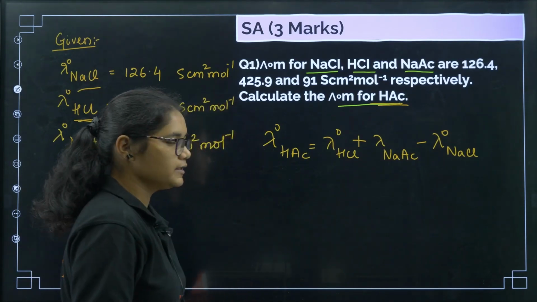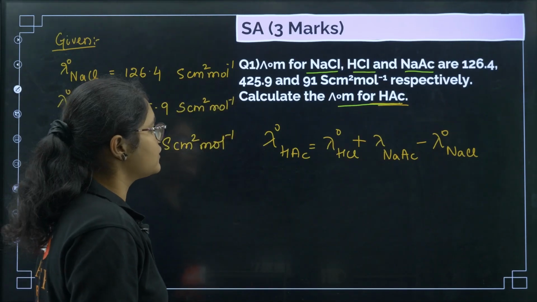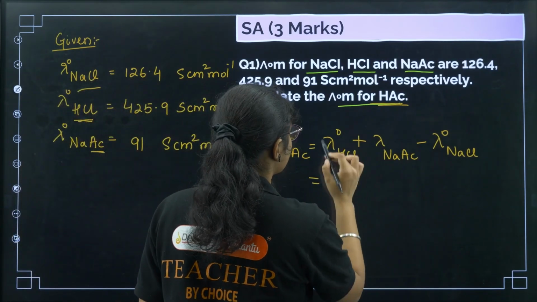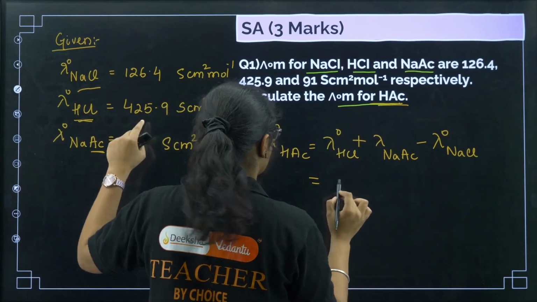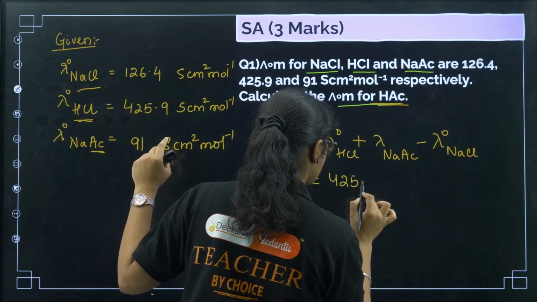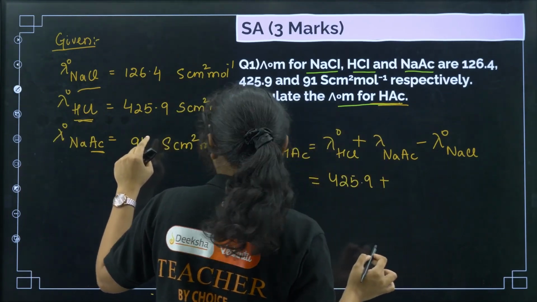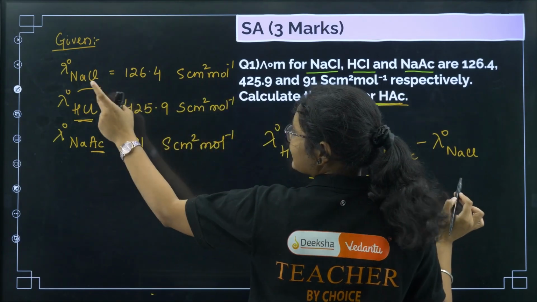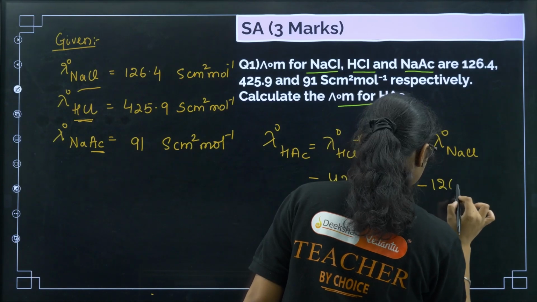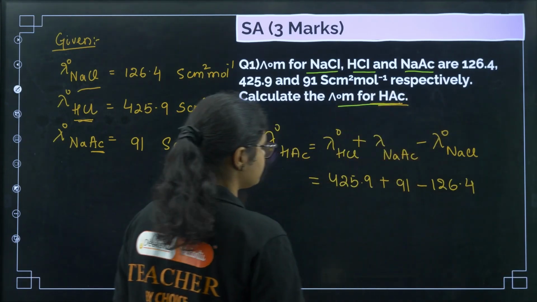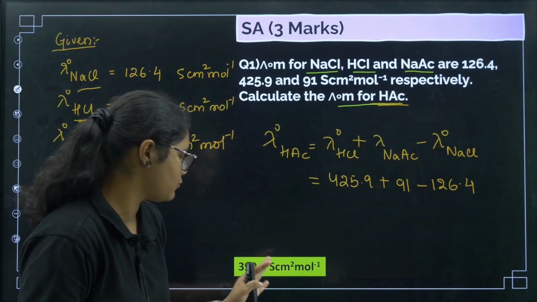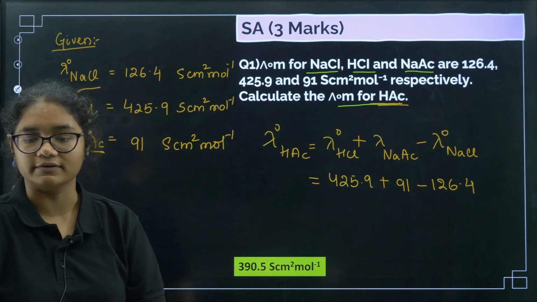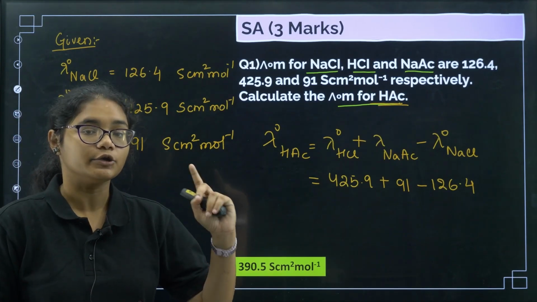Getting this one? Okay. So we have these values here, so now you can just substitute the values. HCl value is how much? 425.9 plus we have NaAC, that is 91, minus NaCl is 126.4. Now if you solve this, we will be getting around 390.5 S centimeter square mole inverse. So do not forget to write the units again.